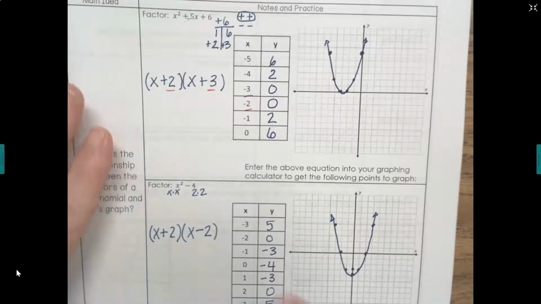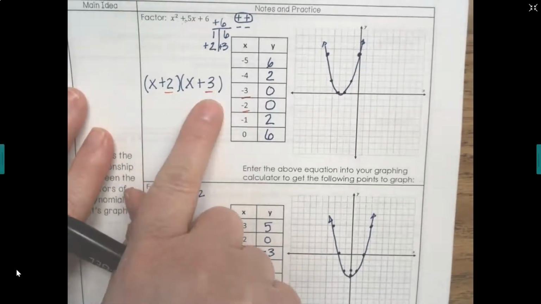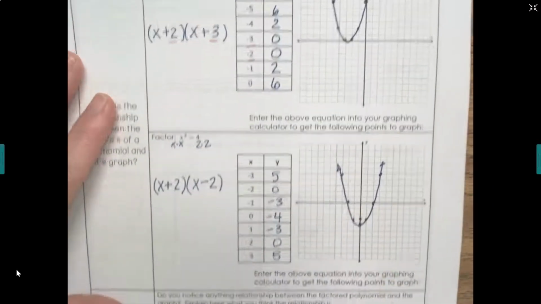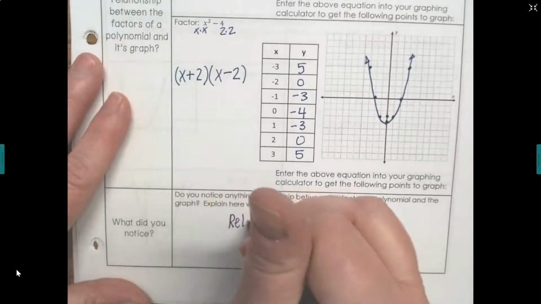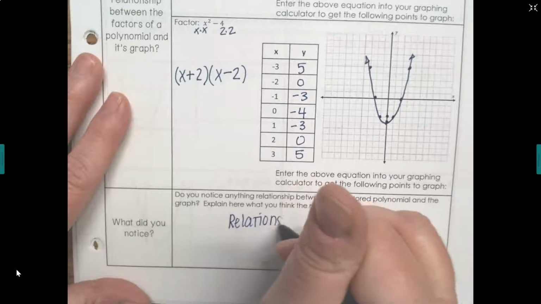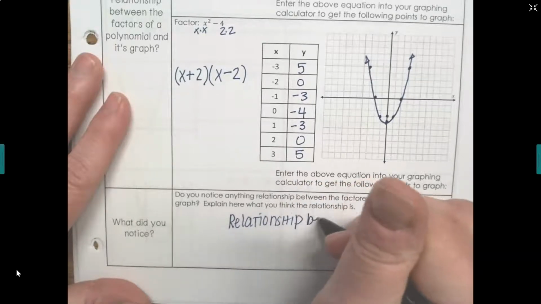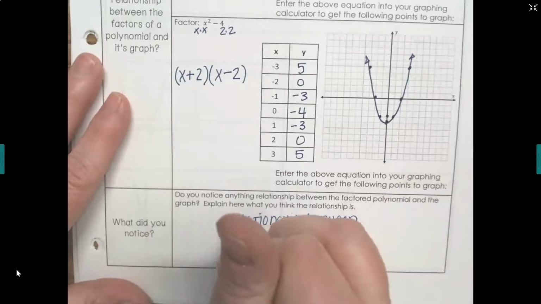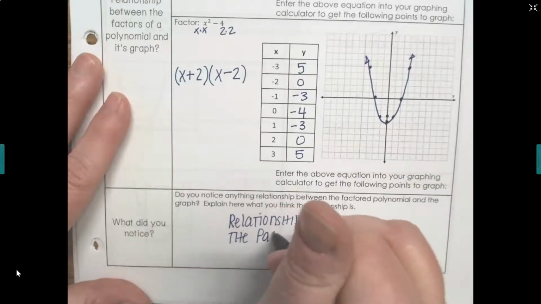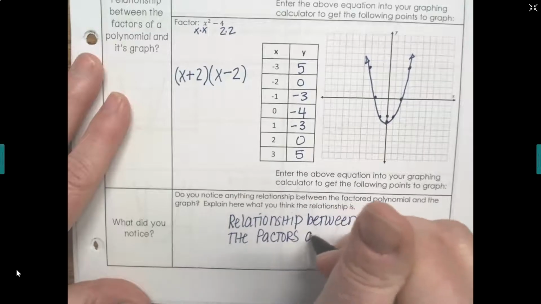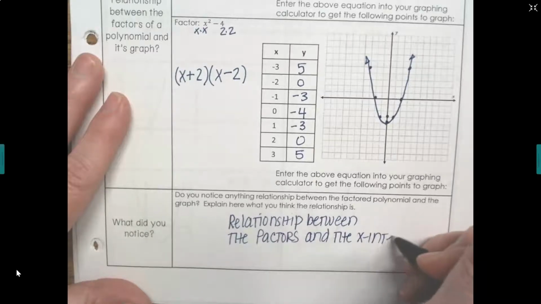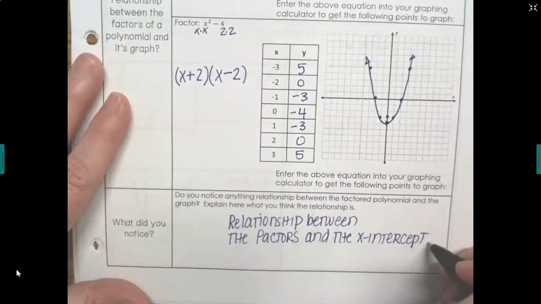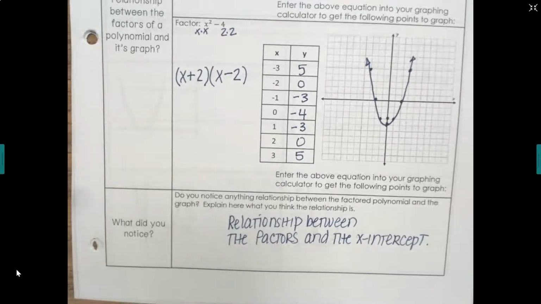So really what we're seeing is there's some sort of relationship between when we factor and when we graph, where the graph crosses and touches the x-axis. So there's some sort of relationship. That's what we're going to look more into today. Between the factors and the x-intercept. So we're going to investigate that a little bit further and see if we can clarify that. We can just tell there's something going on, but maybe we can't quite grasp it yet.